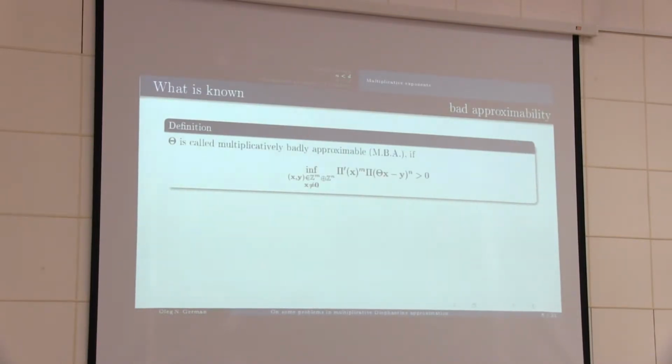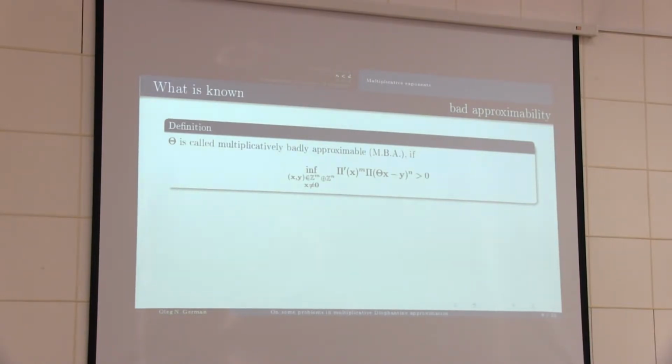A matrix can be called multiplicatively badly approximable if the following product is bounded away from zero. So here we have the product of n numbers, and the nth root is taken here, so we raise it to the power n. And here we have the mth root, so we raise it to the power m. And this is quite natural. The product should be bounded away from zero.